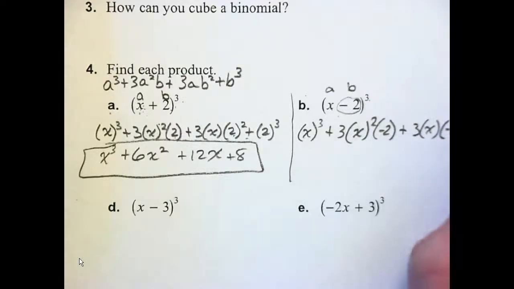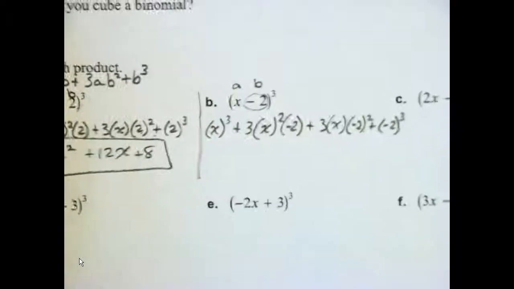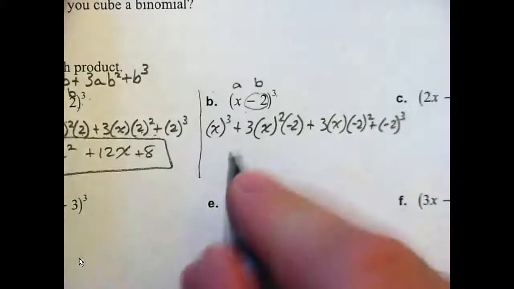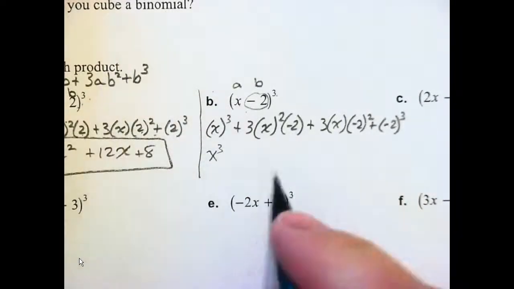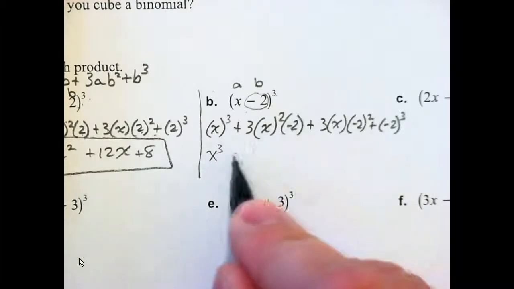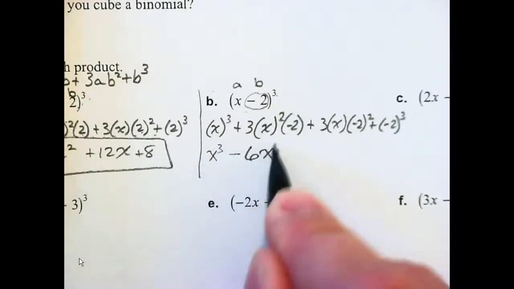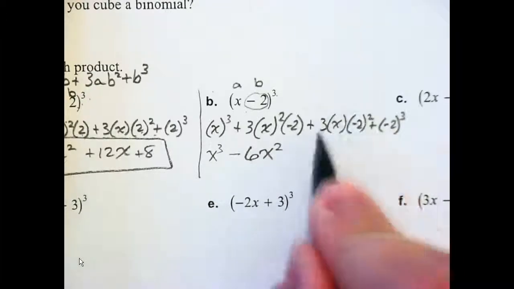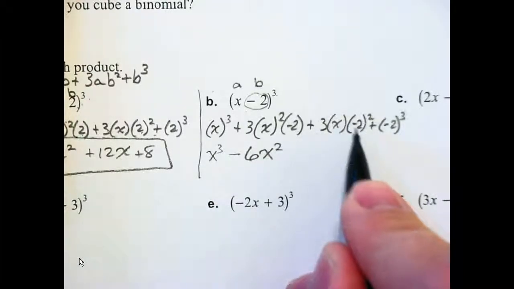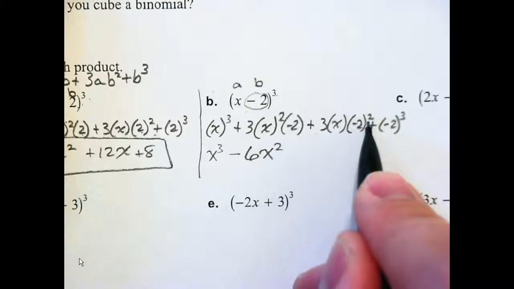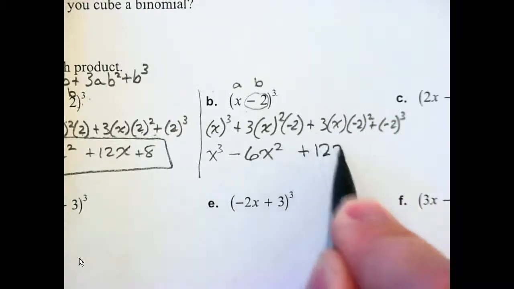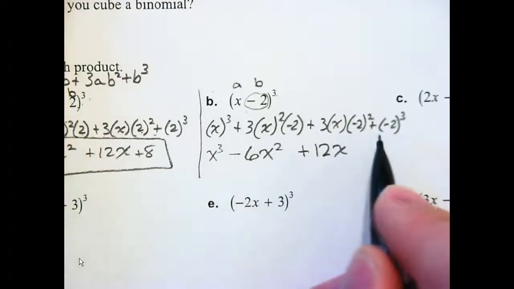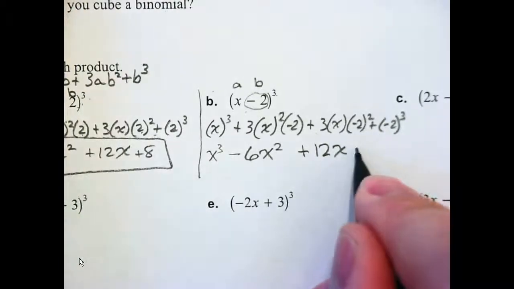Okay, where does it affect us? Does it affect our first term? No. Does it affect the second term? Yes. That makes it negative 6x squared. Does it affect this term? It's a negative times a negative. Positive. Does it affect it? Nope, still 12x. Does it affect this one? Yes, what's it make? Minus 8.